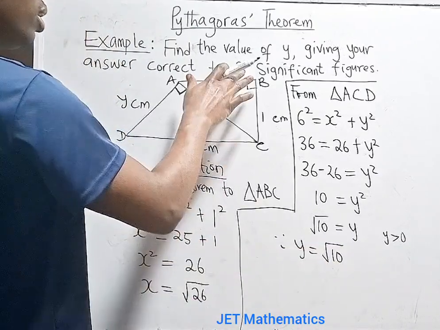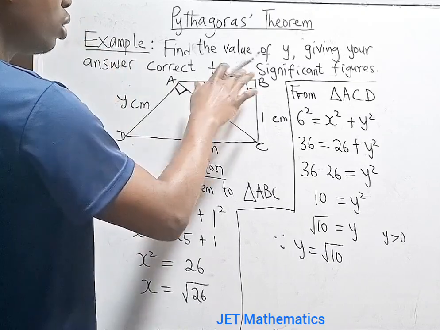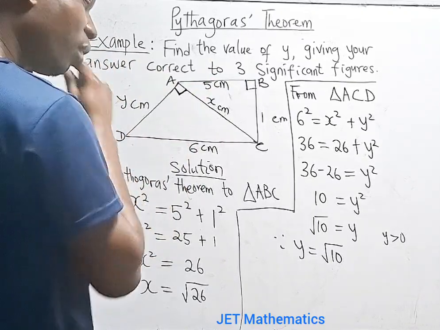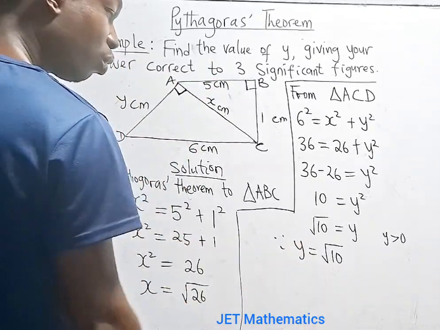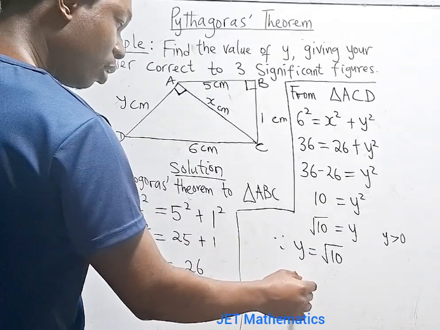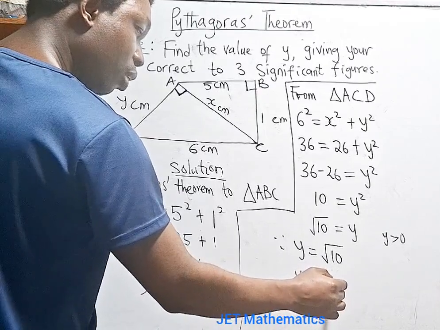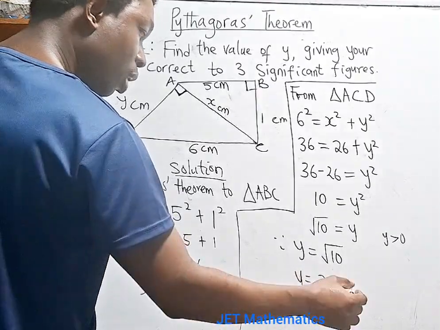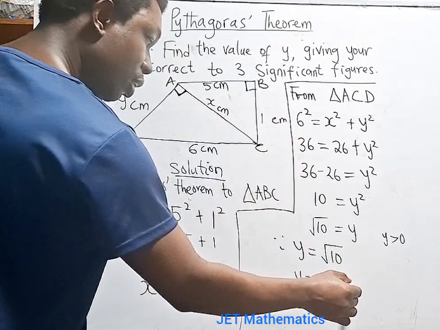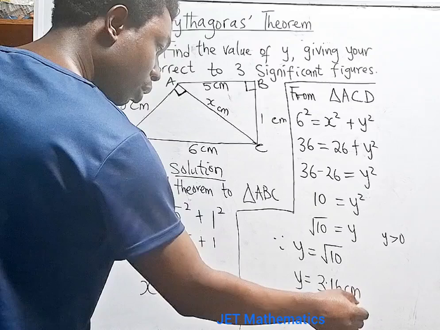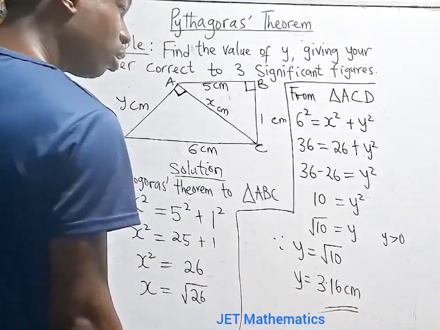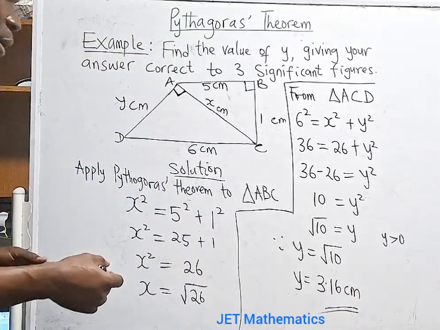So our question says let's leave our answer in 3 significant figures. So you get the square root of 10 from your calculator, and that gives us, I think, 3.16, and then our unit is meters. And so that is the solution to this problem.